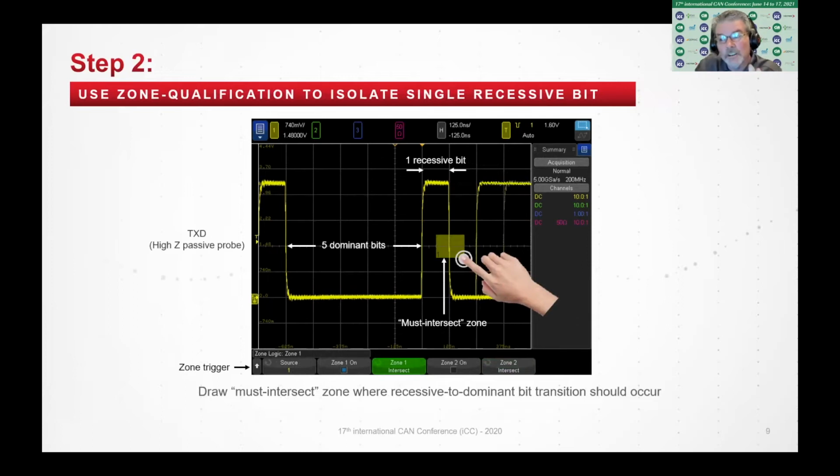Now, not all oscilloscopes have zone trigger, and they go by different names with different manufacturers. Some scopes call it visual trigger, some call it InfiniScan trigger. It's a post-process trigger. Some are hardware-based, very efficient, very reliable. Some are software-based, very slow and less reliable. If you position a zone where you expect that falling edge after 1 recessive bit, you can lock in and guarantee that you have that recessive bit isolated.